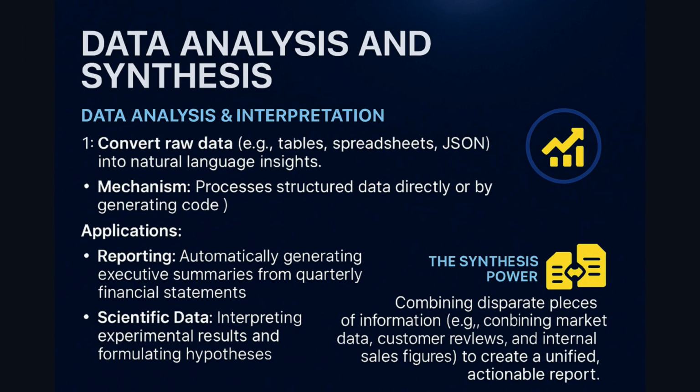So, bridging the gap between pure data and human understanding, this slide illustrates Gen AI's critical role in data analysis and synthesis, transforming raw figures into actionable insights. So, Gen AI's first key function is data analysis and interpretation, converting complex raw structured data like tables, spreadsheets, or JSON into natural language insights. The mechanism involves the model processing the data directly or by intelligently generating code to perform calculations. The applications are vast, including automatically generating executive summaries from financial statements for reporting, or helping researchers interpret scientific data and formulate hypotheses. The second core capability is synthesis power, combining disparate pieces of information such as marketing data, customer reviews, and internal sales figures to create a unified, actionable report that human analysts can immediately use for decision making.